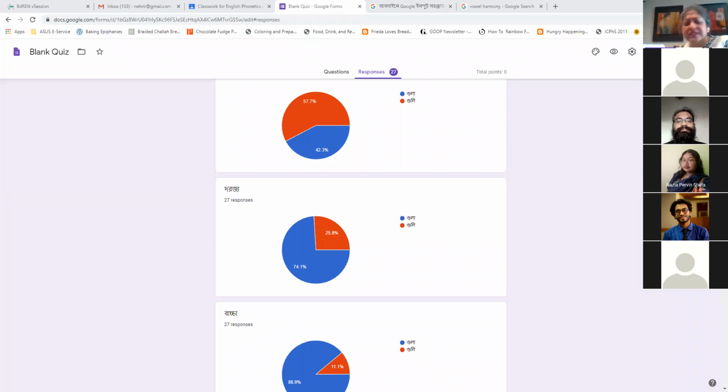There are many examples of syncope. You will constantly find syncope, and we will talk about syncope again later on when we talk about some Bangla examples.